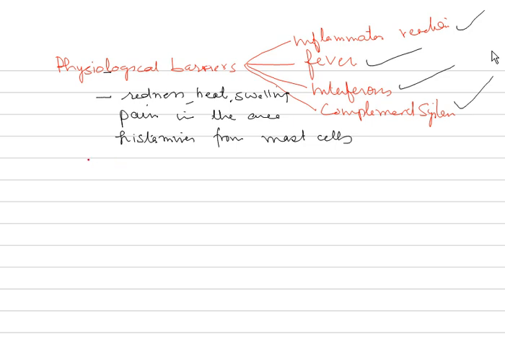Second is fever. Fever is also one of the responses. It is often the result of infection and release of chemicals. These chemicals are called pyrogens. These pyrogens are released from damaged tissue and the cells involved in inflammation. So from the cells around, these chemicals are released.